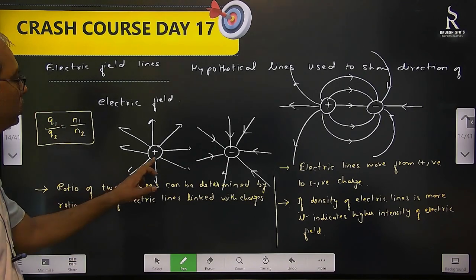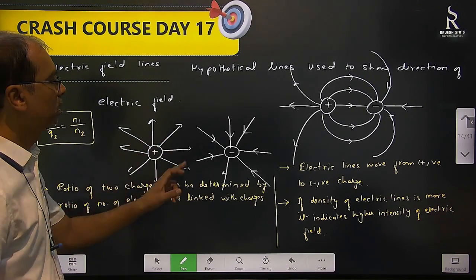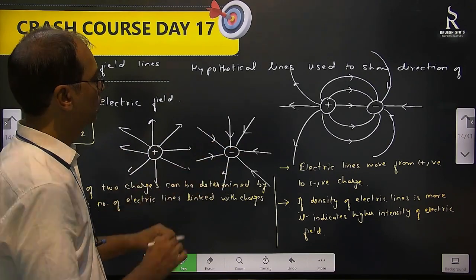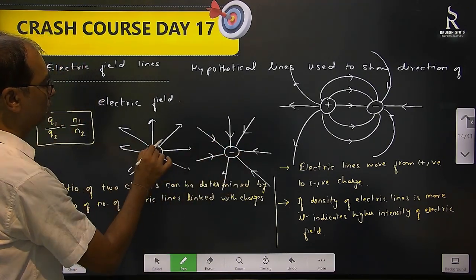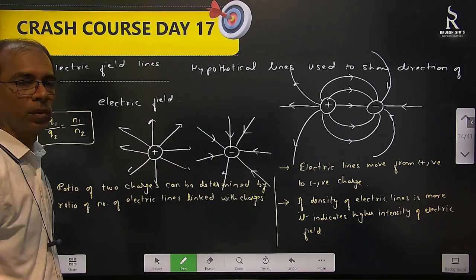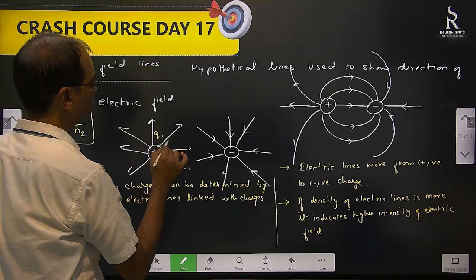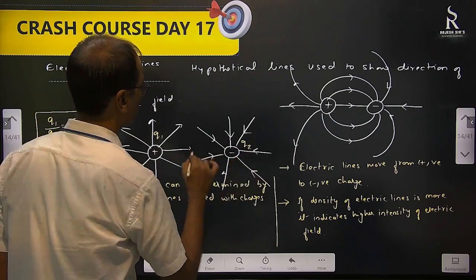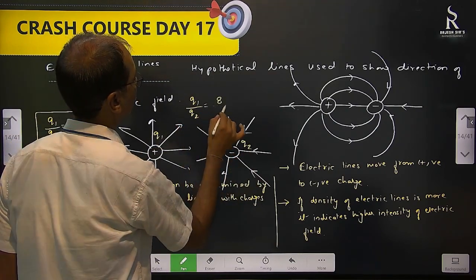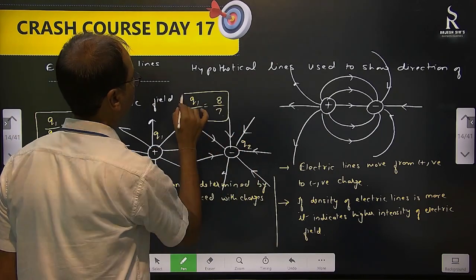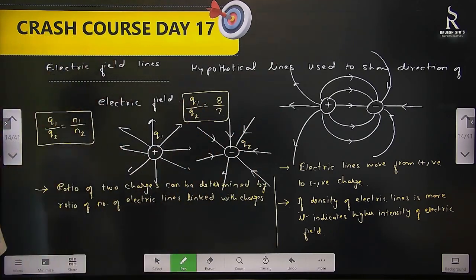Now here 1, 2, 3, 4, 5, 6, 7, 8. Here 1, 2, 3, 4, 5, 6, 7. So if here is Q1 and here is Q2, we can say Q1 by Q2 is equal to 8 by 7. We cannot find exactly how much the charge is, but we can definitely find the ratio of charges.